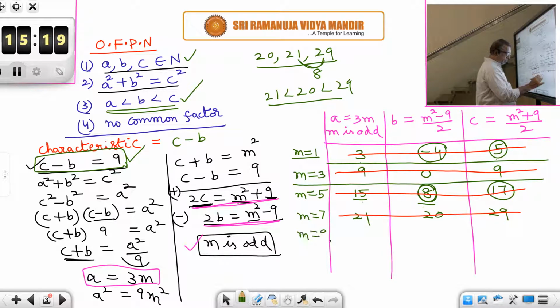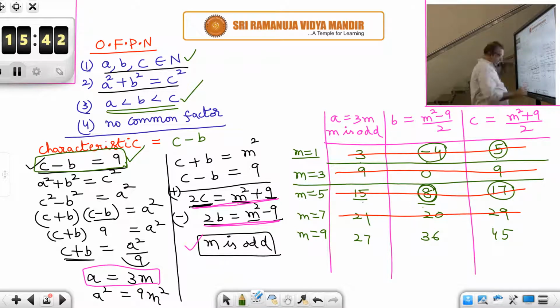Let us see. M equal to 9. 3 into 9, 27. 9 square minus 9, 72 by 2, 36. 36 plus 9, 45. Are they okay? No, because 9 is a common factor.